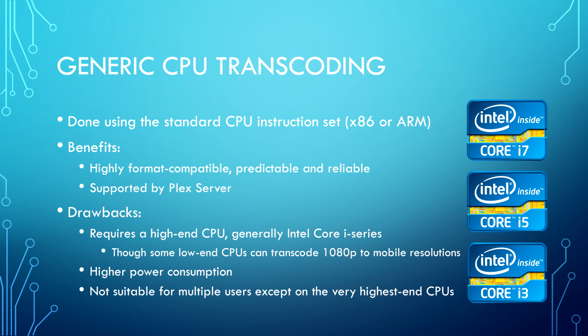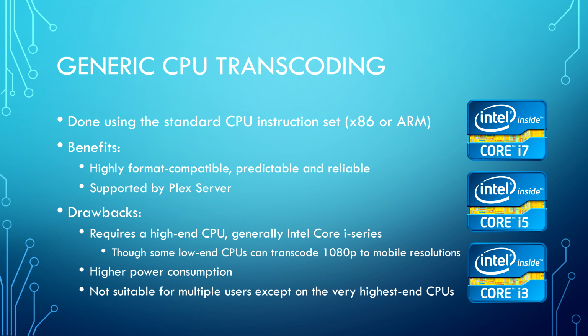So for generic CPU transcoding, the benefits really are that it's incredibly compatible. It can handle almost any format that you throw at it because it doesn't rely on a limited set of transcoding acceleration provided by hardware. It's done in general purpose software. And by general purpose software, I mean that software also doesn't have to support whatever specific hardware acceleration is provided by the platform. That is difficult for the developers to do.